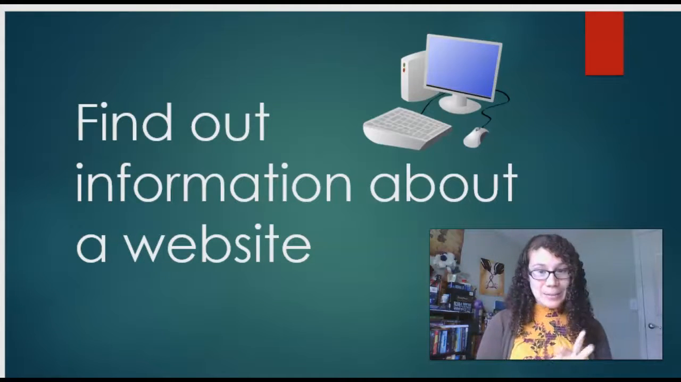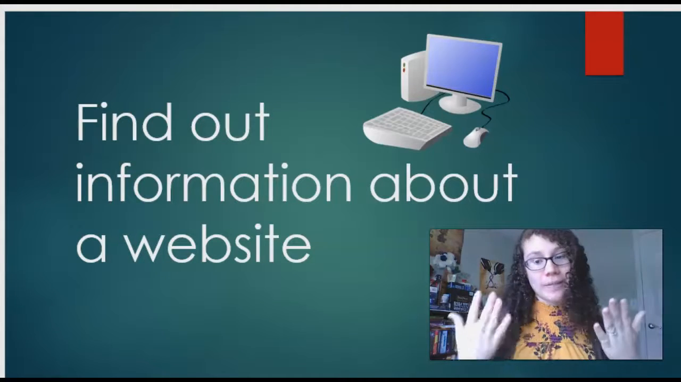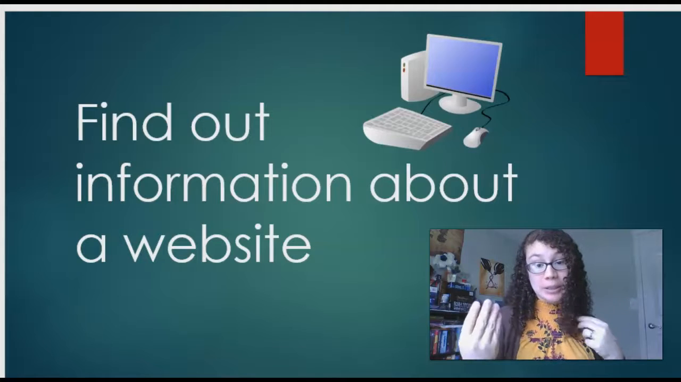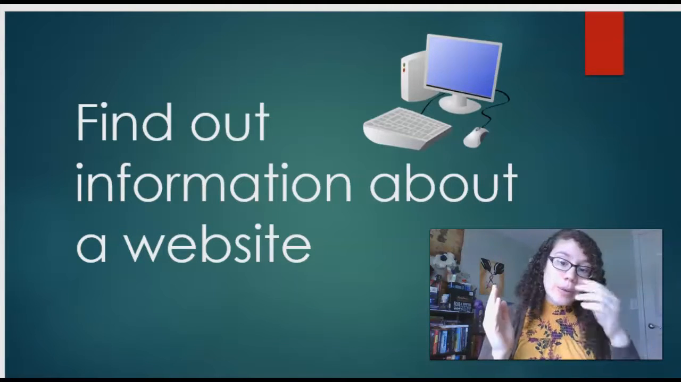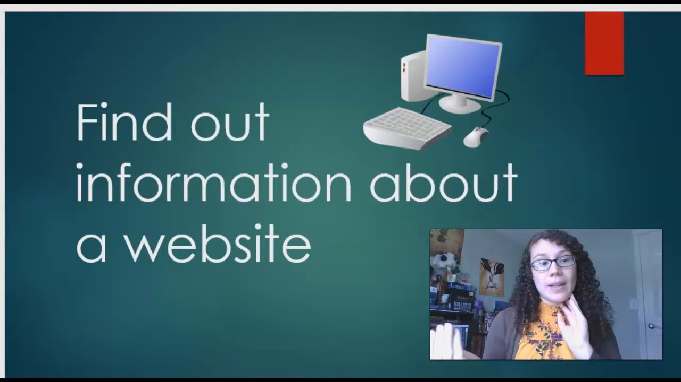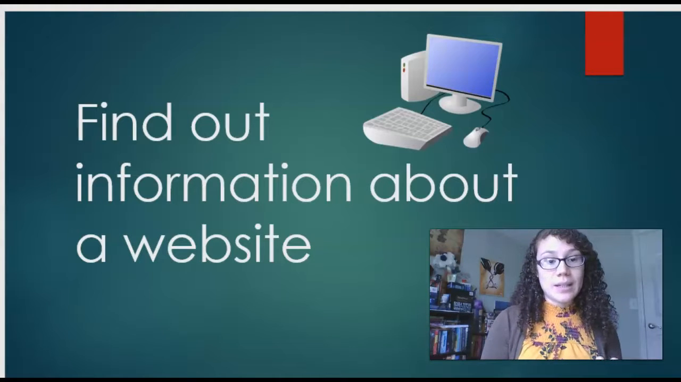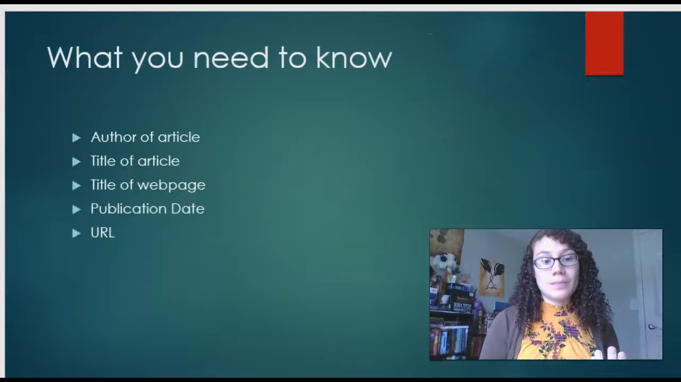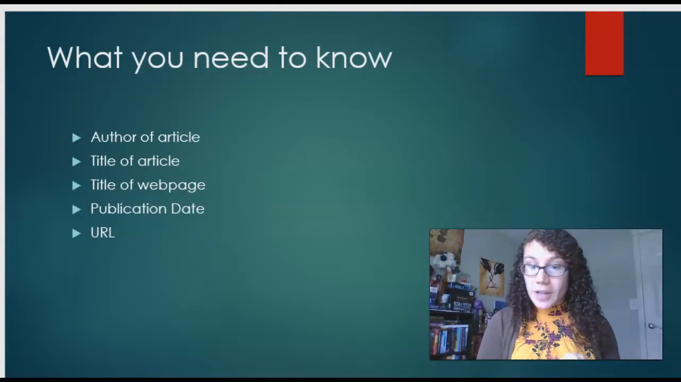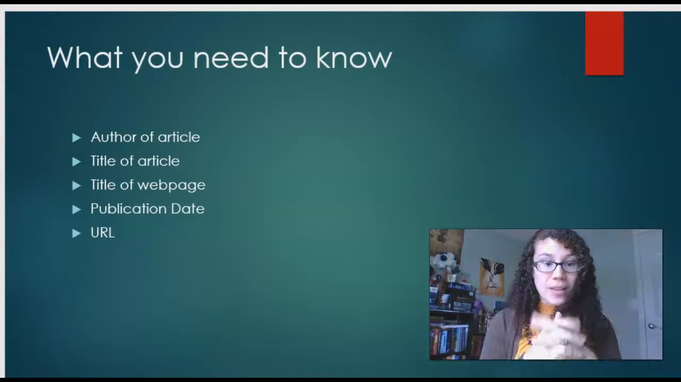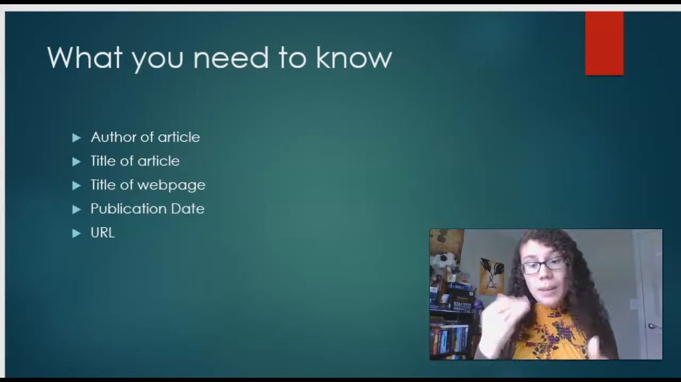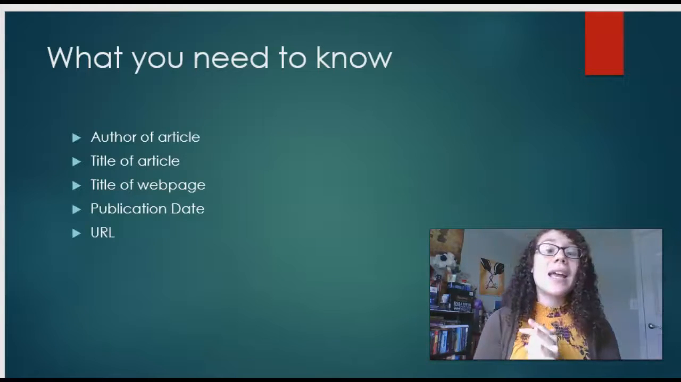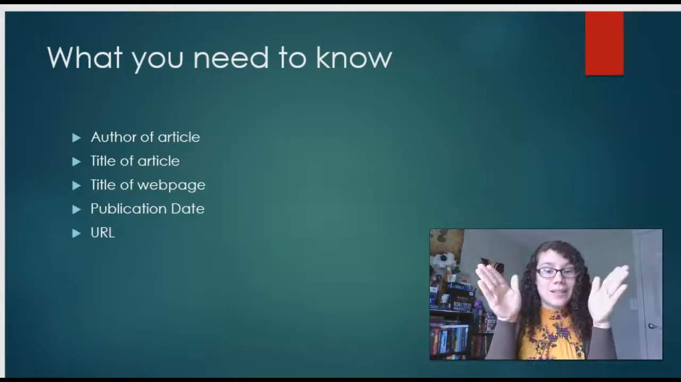So last week we talked a little bit about finding out information from a source, specifically a book source. So now we're going to find out information about a website. If we were going to cite or give credit to this website, there's a couple of things that we would need. You would need to know the author of the article of the website that you're reading, the title of the article that you're reading, the title of the web page, the publication date, so when it was actually published, and the URL, so the web address up at the top.